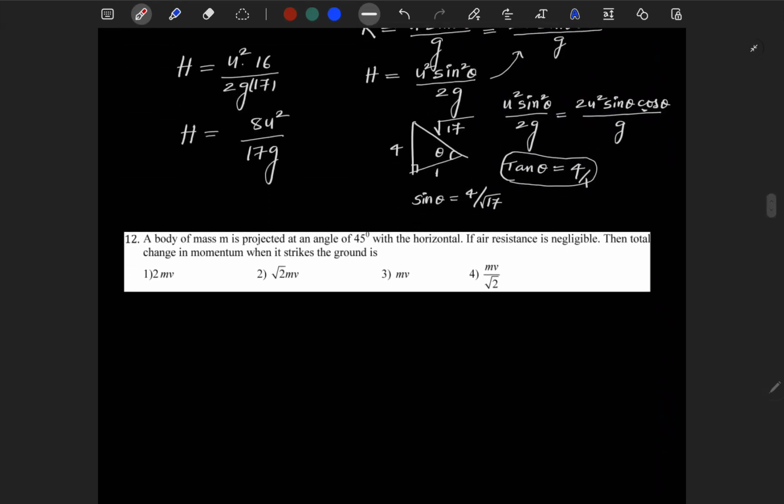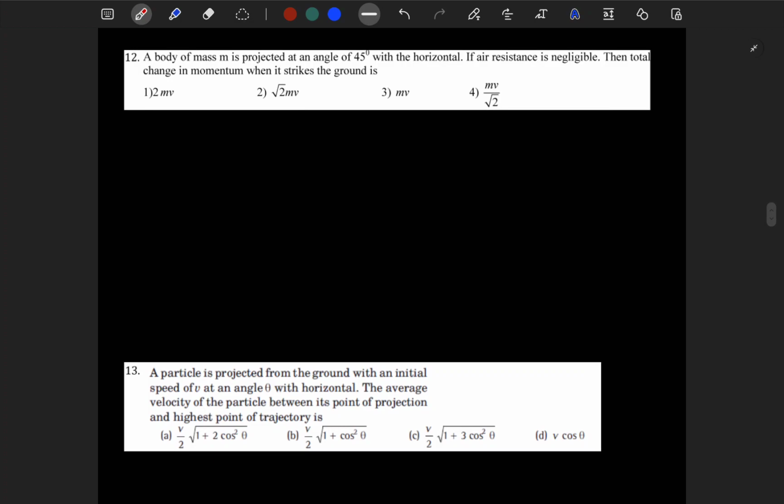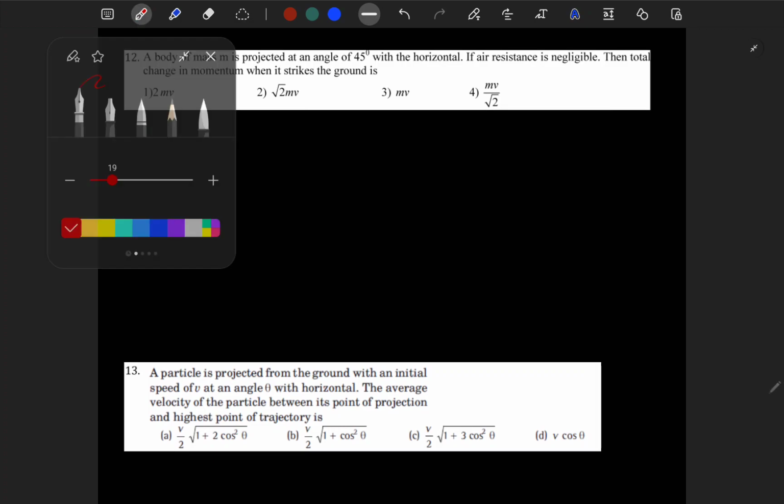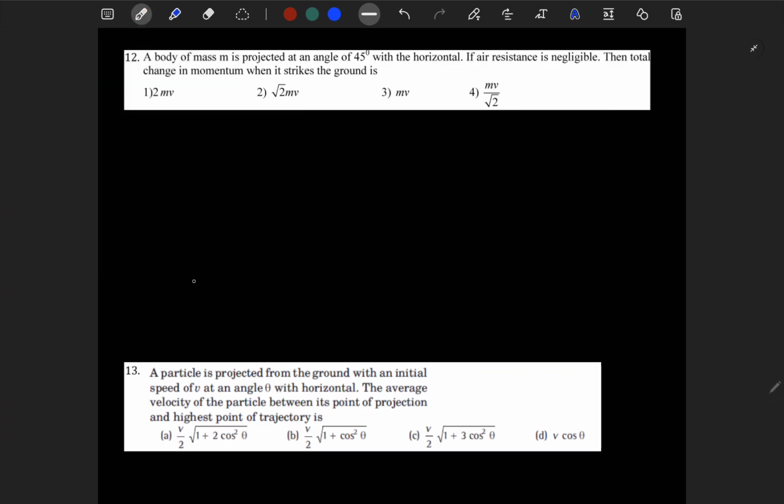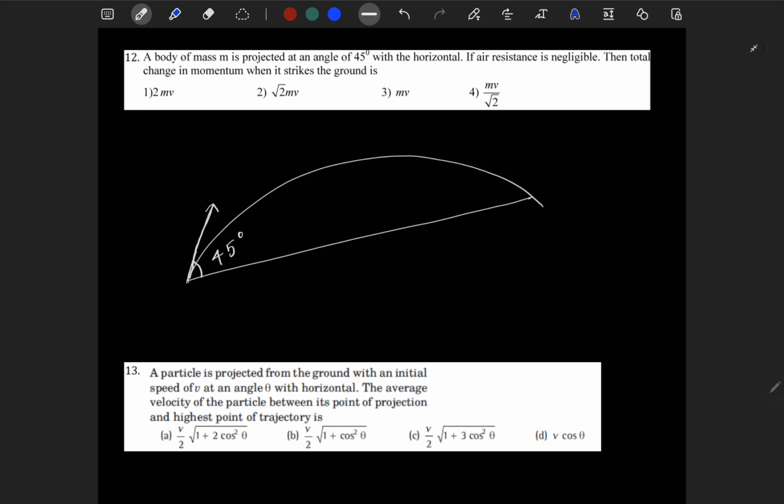Let's move on to question number 12. A body of mass m is projected at an angle of 45 degrees with horizontal. Okay, fine. So this is the projectile motion at an angle of 45 degrees with horizontal. So this is the direction of initial velocity vector, which makes an angle 45 degrees with horizontal. If the resistance of air is negligible, fine, then the total change in momentum when it strikes the ground.